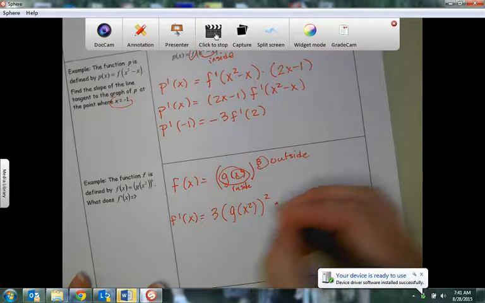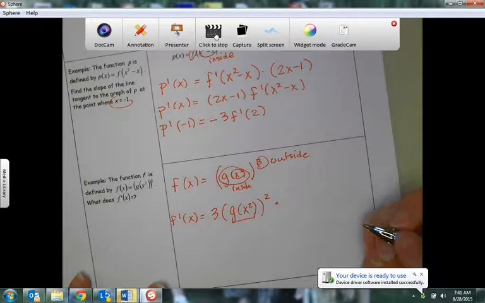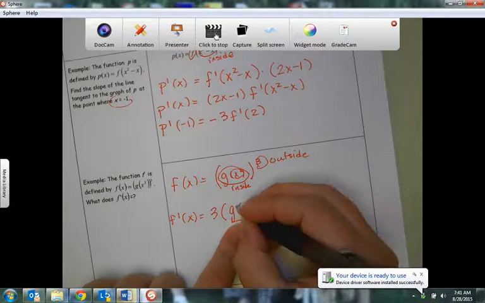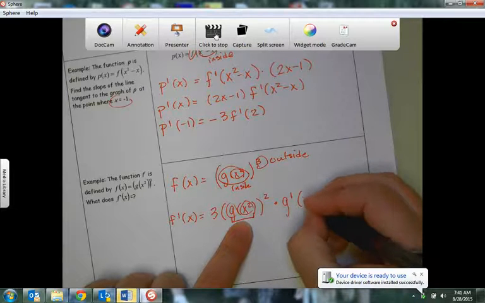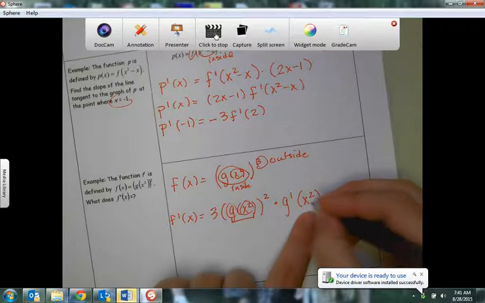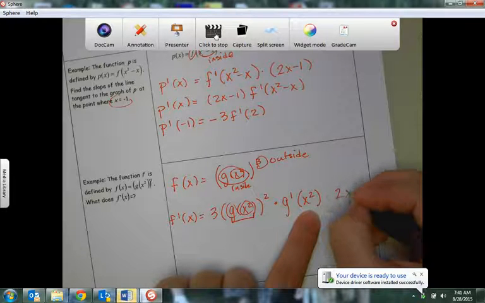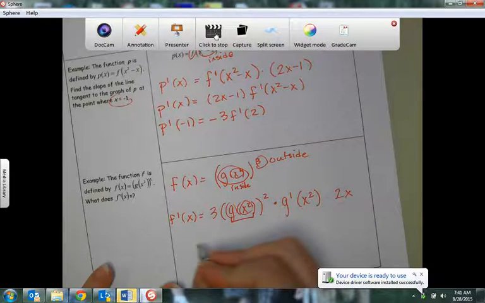Times the derivative of this inside now. So now it's the derivative of the inside, which is outside, inside. Derivative of the outside, leave the inside alone, times the derivative of the inside. And clean that up.